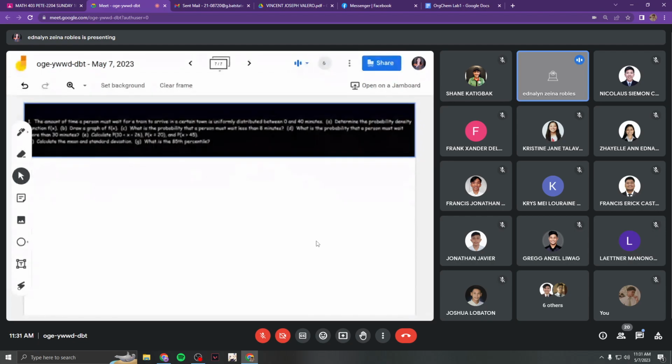So let's solve this problem. The first question is to determine the probability mass function. For letter A, it says it follows uniform. And what is the range of those values? They are waiting for a train from 0 to 40 minutes. So can someone tell me what is my PMF, my probability mass function? Anyone? What is my probability mass function? 1/40 po.